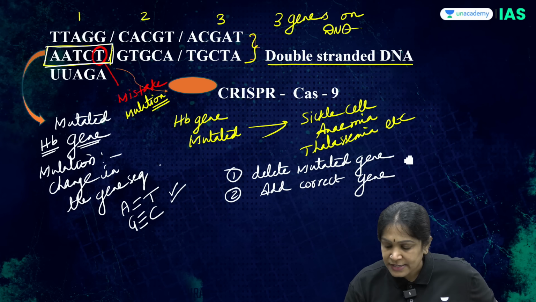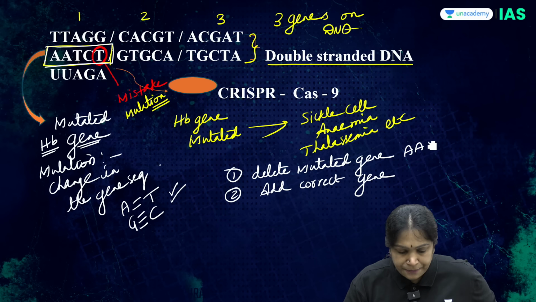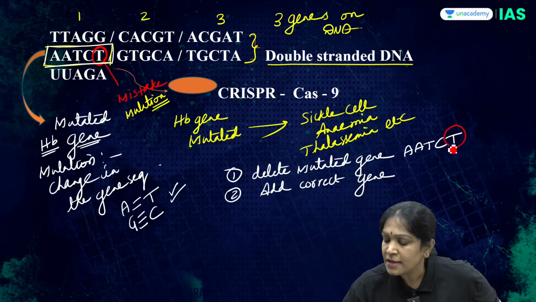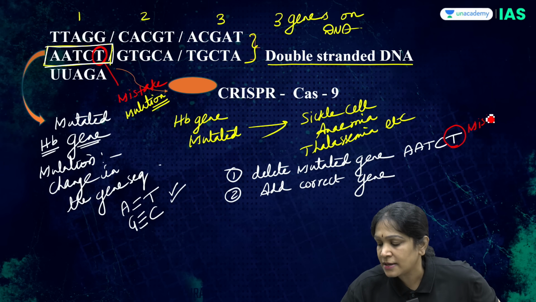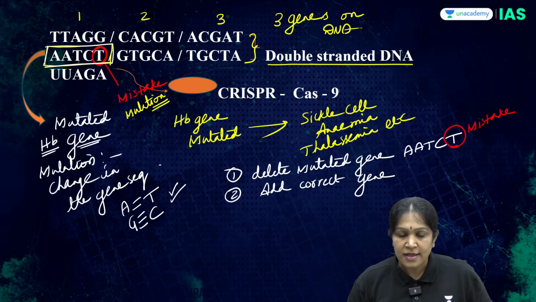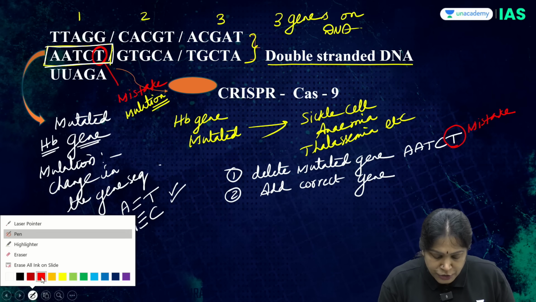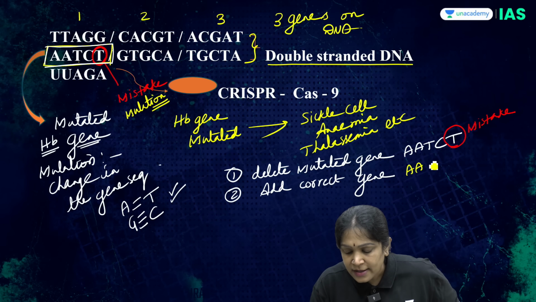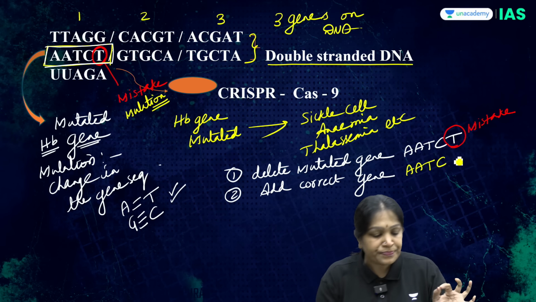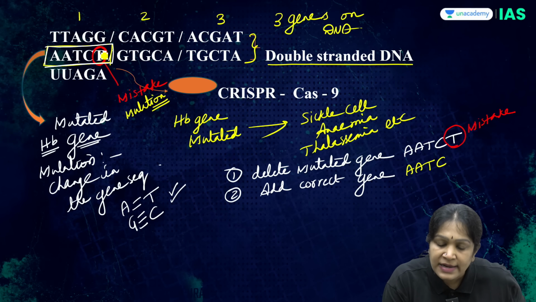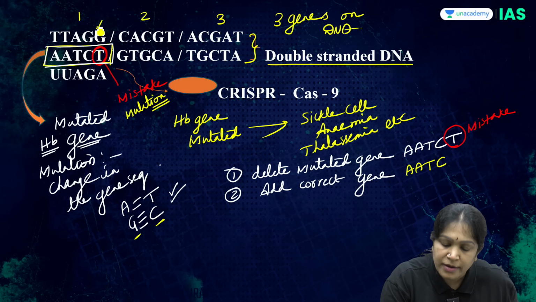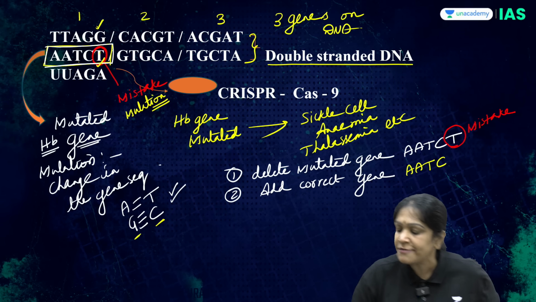What is the mutated gene? AATCT. Okay, that is the mutated gene. Why is that a mutated gene? Because this is the mistake. I deleted that. Then what should I add? The correct gene. What is the correct gene here? AATCC. What should be the correct letter here? G will pair with C. You have G here, so the other strand here should have C.